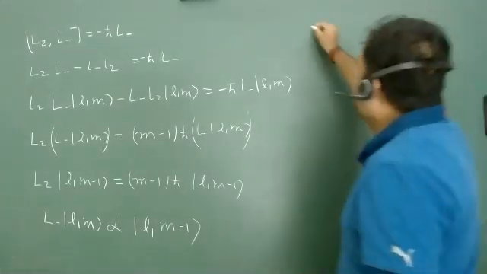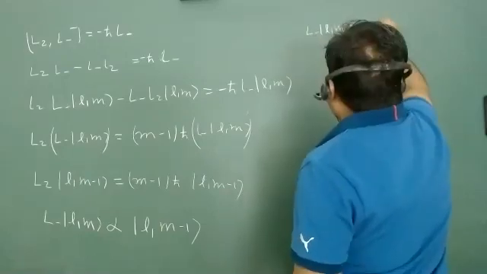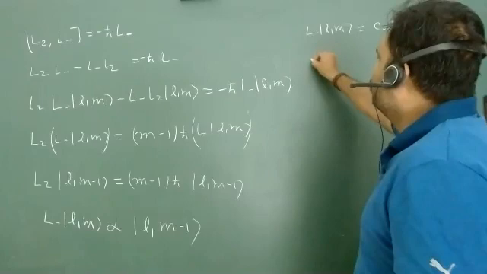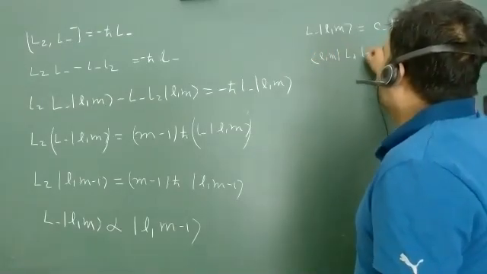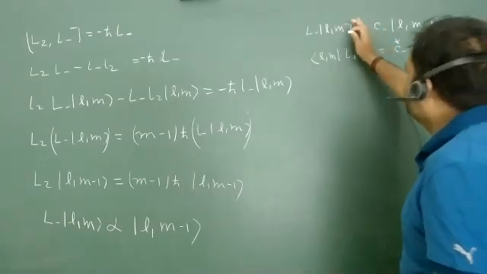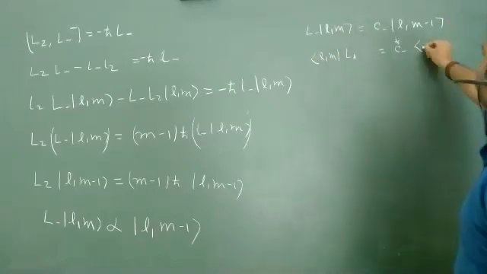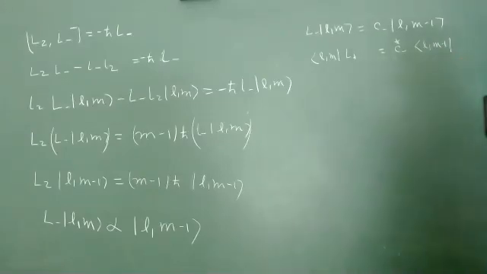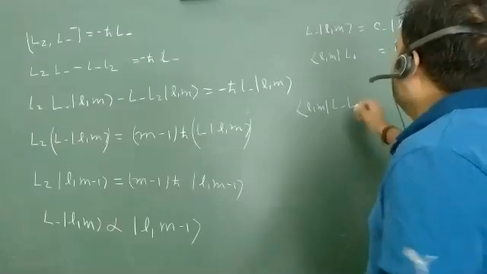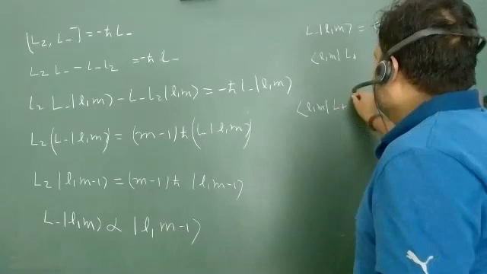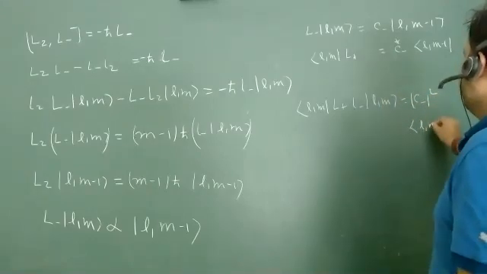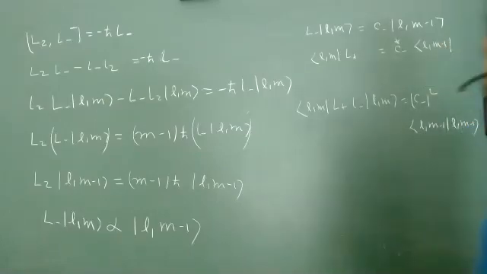So what you have? You have L−|lm⟩ is equal to C−|l, m−1⟩. I can have this number. So again, we will take the conjugate of this. What you have? ⟨lm|L+L−|lm⟩ will be C−*, sorry, this will be L+ only. Just take the conjugate, you will get L+, that is ⟨l, m−1|. You will just do the multiplication, so this will be ⟨lm|L+L−|lm⟩ is equal to |C−|² ⟨l, m−1|l, m−1⟩. So this number is 1.